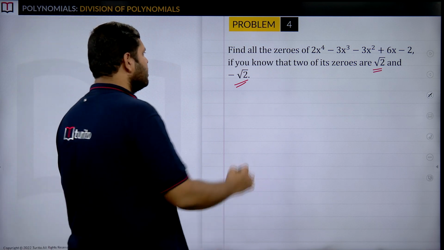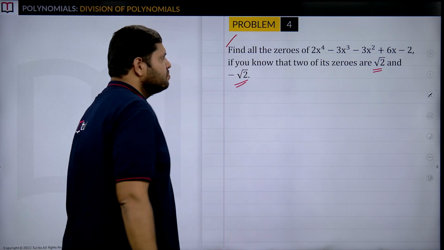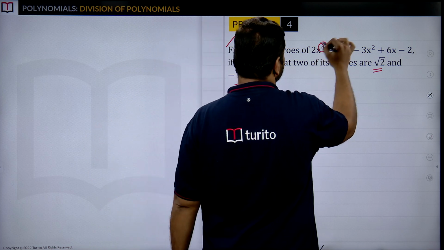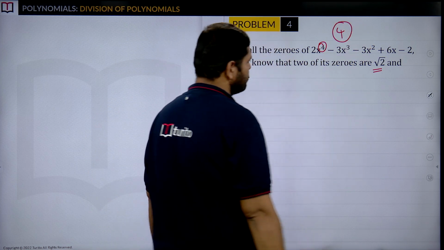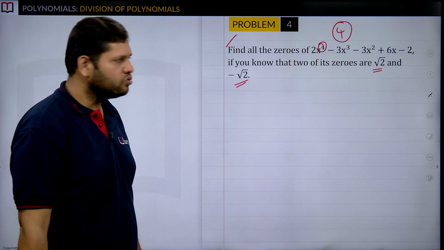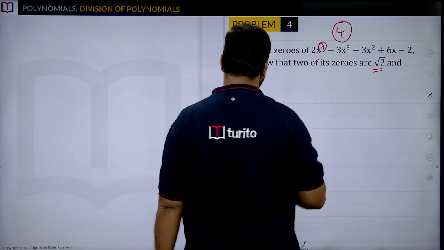Actually, they're asking to find all the zeros. So in total, how many zeros does this polynomial have? Total 4 zeros. Why? Because here the exponent value is 4, so it will have 4 zeros. Out of the 4 zeros, they have already given 2 zeros, children. So what are the 2 zeros? One is root 2, and one more is minus root 2.